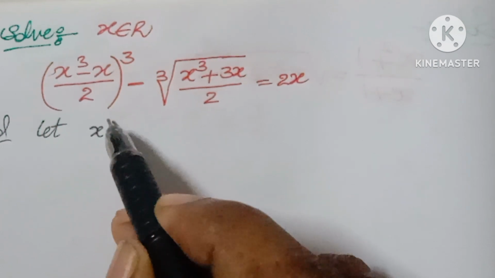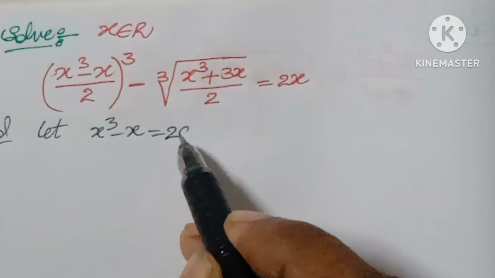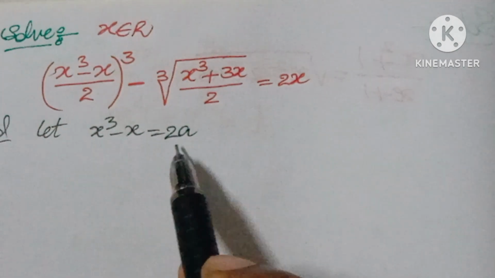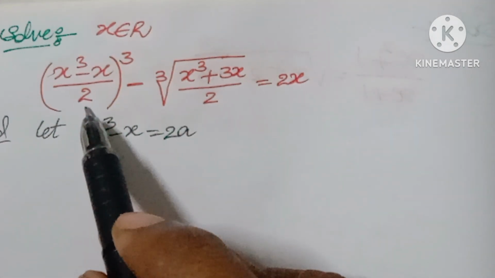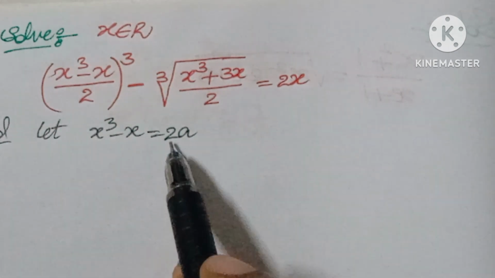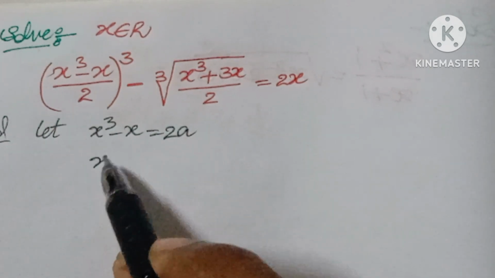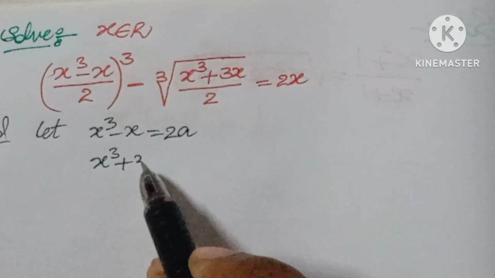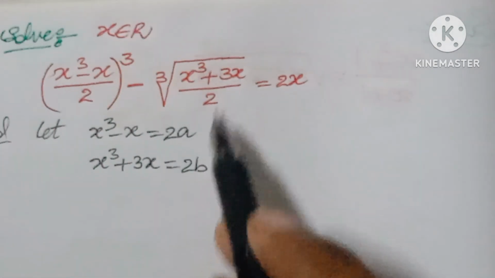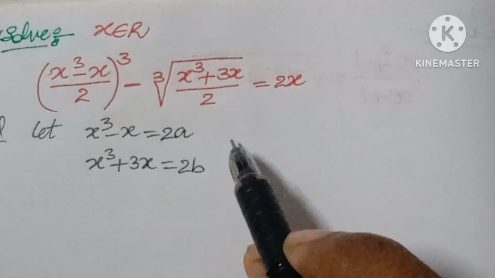Let us take a substitution. x cubed minus x is equal to 2a. Here, taking 2a means the denominator is 2, that's why we are taking 2. If the denominator is 3, we'll take 3a. So here x cubed plus 3x, let us take it as 2b. The same case, the denominator is 2, so we are taking 2b.